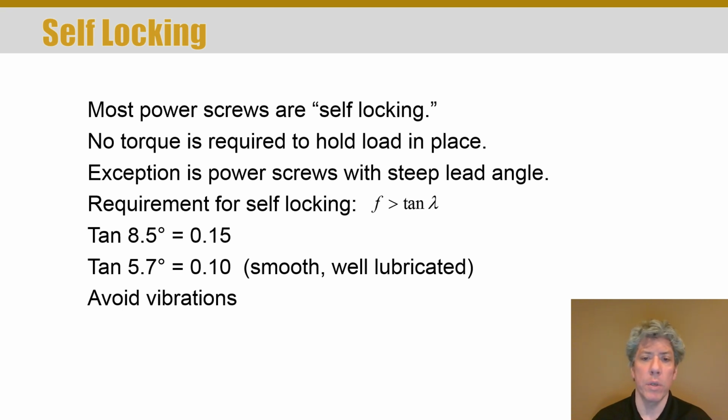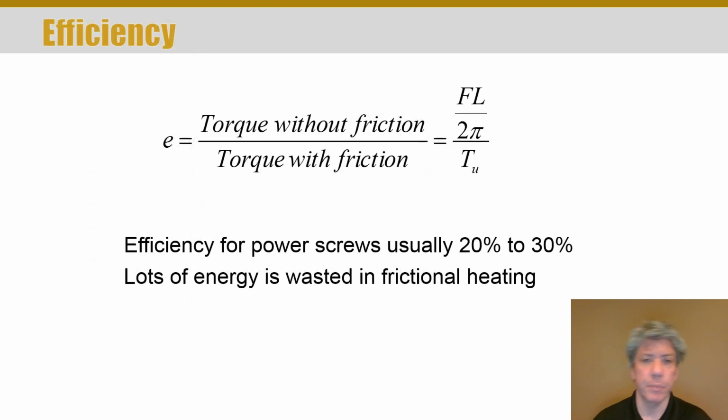And this is about what you'd want if you have really nice smooth threads that are well lubricated, because they're going to slip easier. Of course, the friction coefficient may be less. But even with a shallow lead angle, you have to avoid vibrations. Vibrations can very easily get a power screw thread to back out if there's no torque to hold it in place.